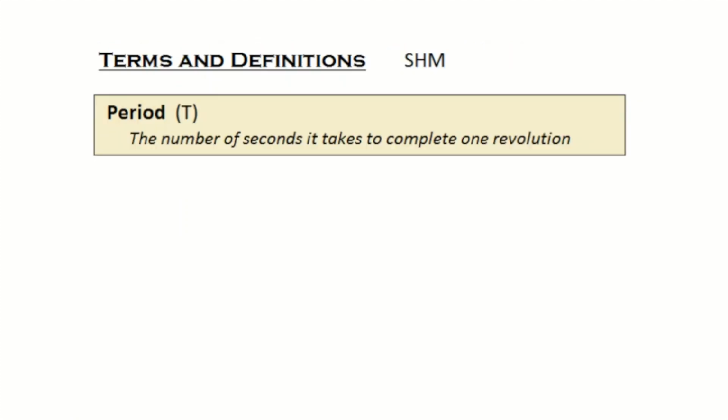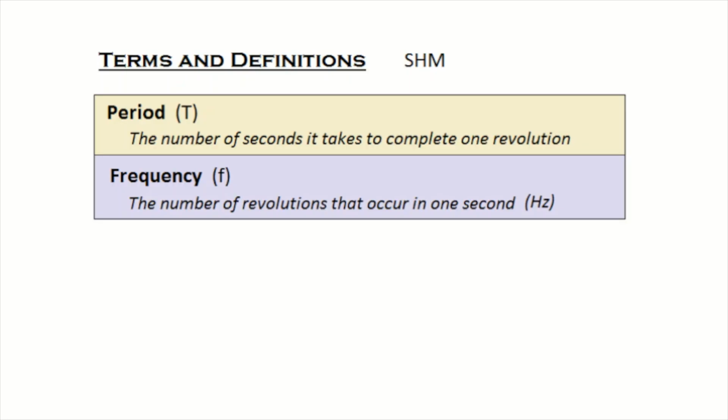Here we're looking at terms and their definitions. Let's start with period. It's the variable capital T, and we first learned about this back in our uniform circular motion topic. This is the number of seconds that it takes to complete one revolution. In a simple harmonic motion sense, that's to go there and back. Frequency is lowercase f. This is the number of revolutions that occur in 1 second. We can measure that in hertz. Think of it as the inverse of period. Period is seconds per revolution. Frequency is revolutions per second.